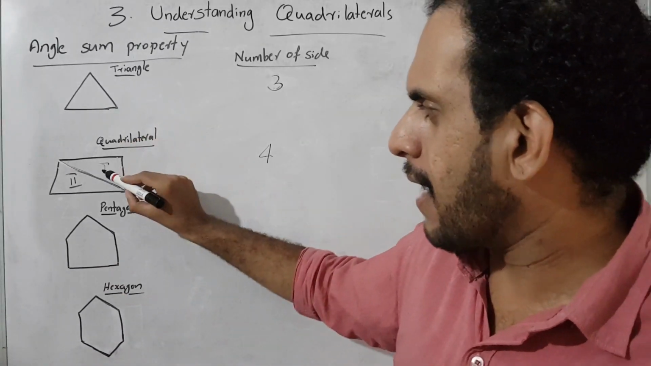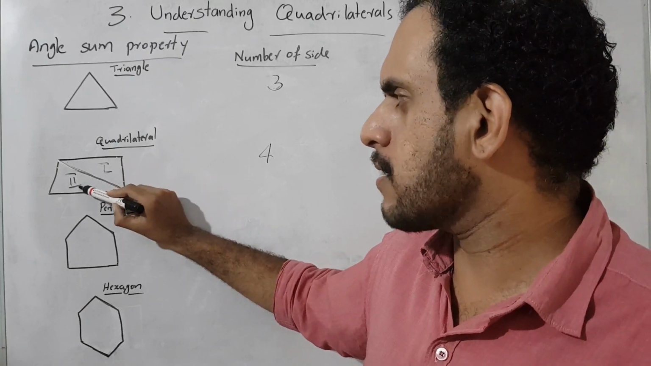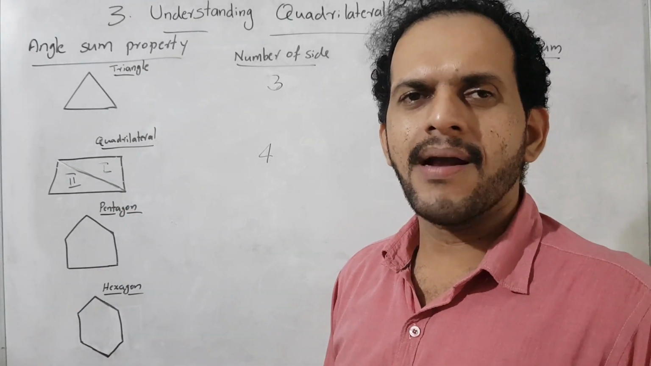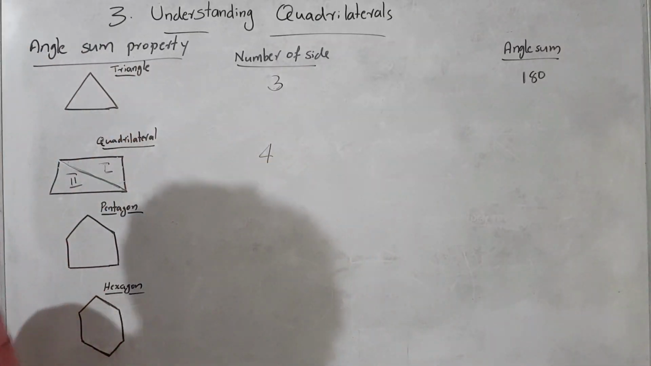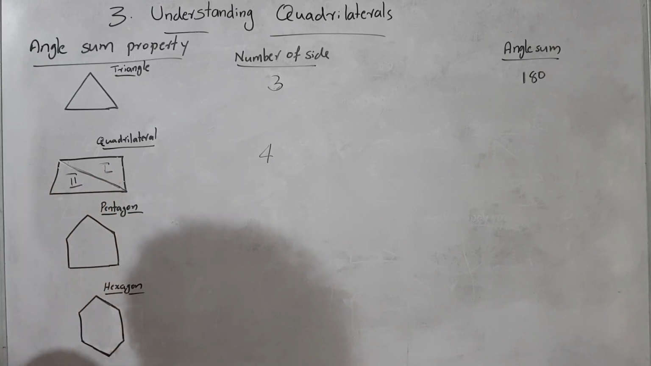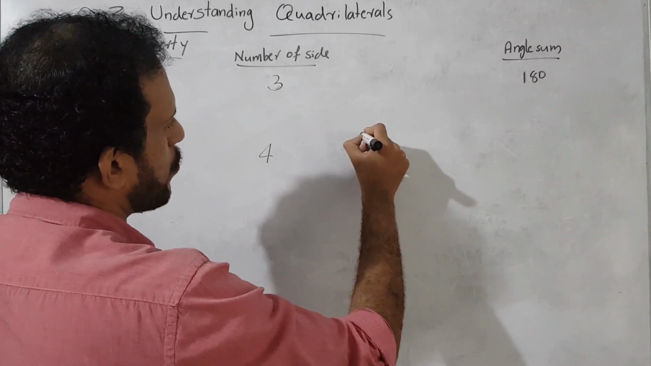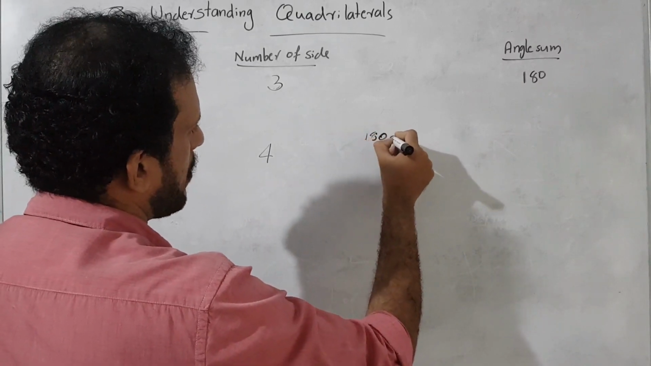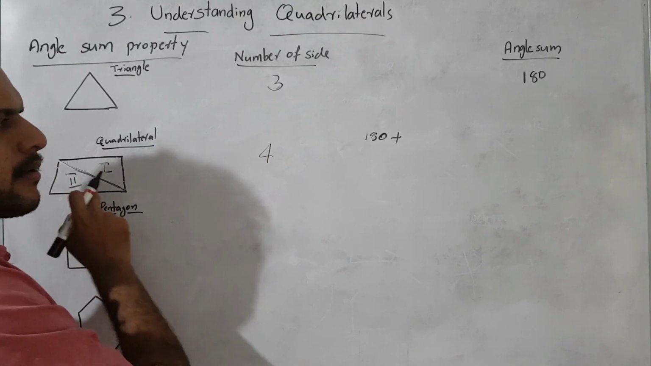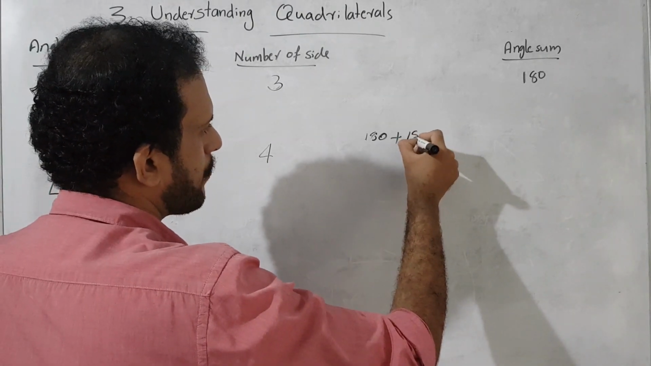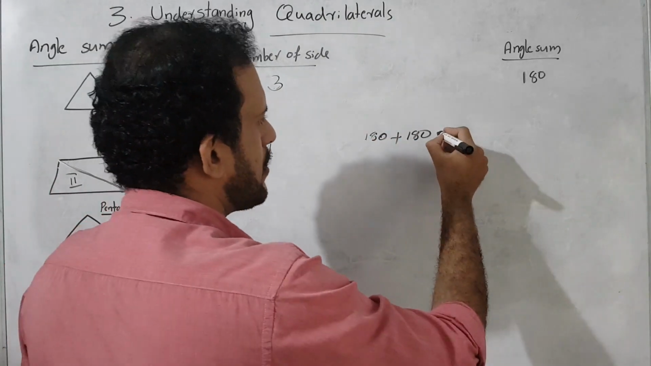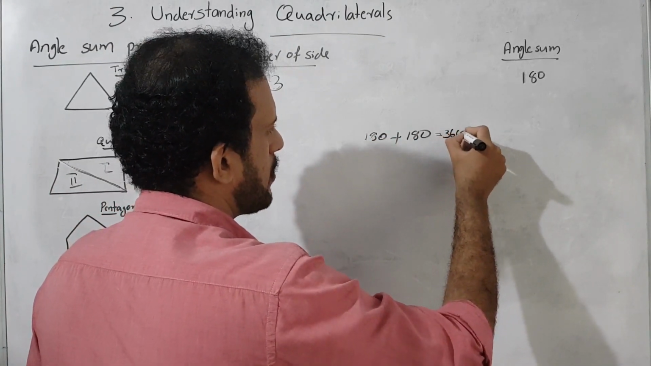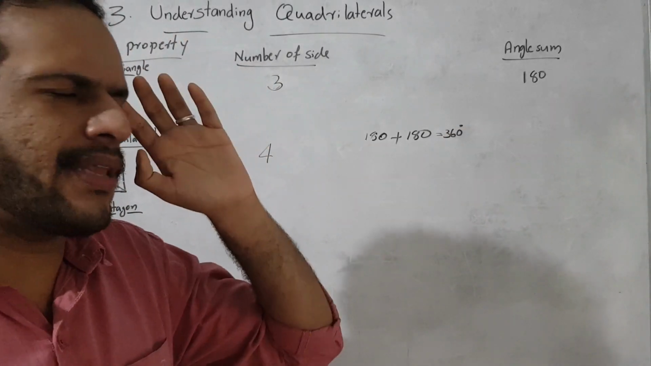So the angle sum of the first triangle plus the angle sum of the second triangle is equal to the angle sum of the quadrilateral. Correct. Then we know that adding the angle sum of the first triangle and the angle sum of the second triangle, the angle sum of the first triangle is 180 degrees. Correct. 180 degrees plus the angle sum of the second triangle, that's also 180 degrees. So 180 plus 180 is equal to 360 degrees.